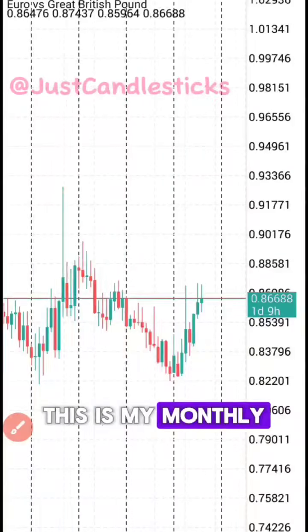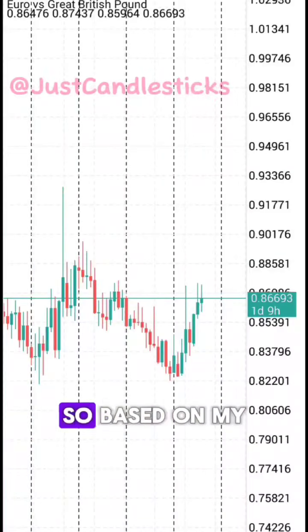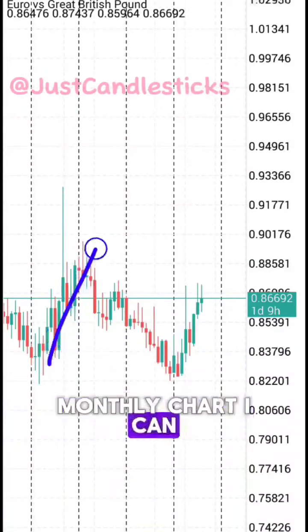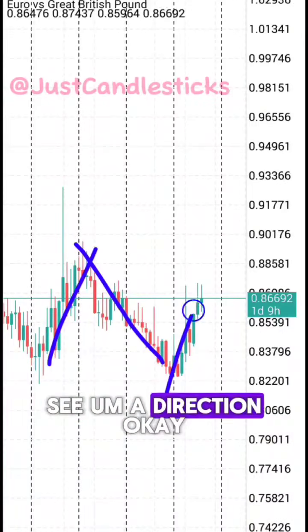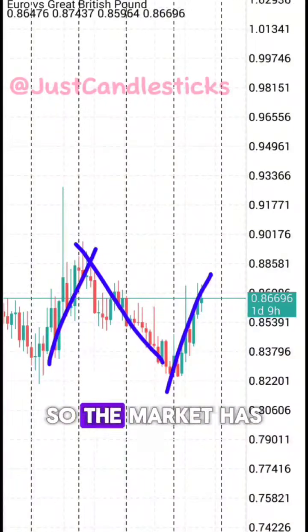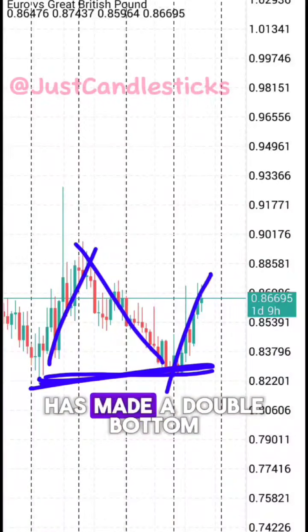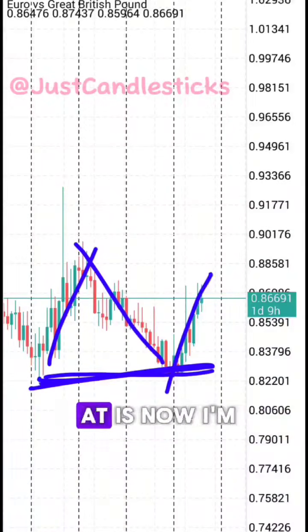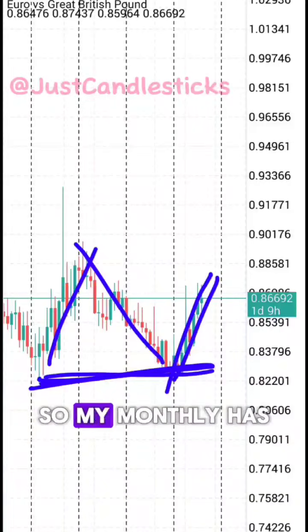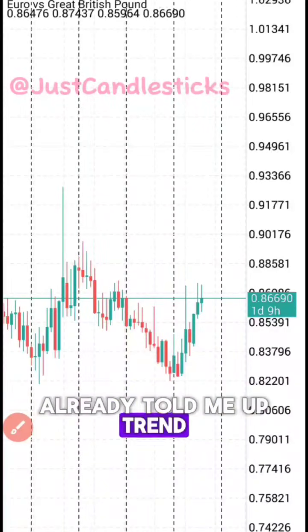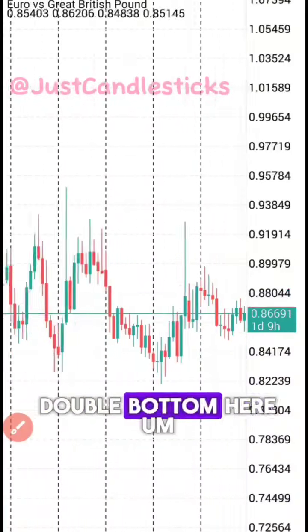This is my monthly chart. Based on my monthly chart, I can see a direction. The market has made a double bottom here, so what I'm looking at now is an uptrend. My monthly has already told me uptrend. So I see a double bottom here.